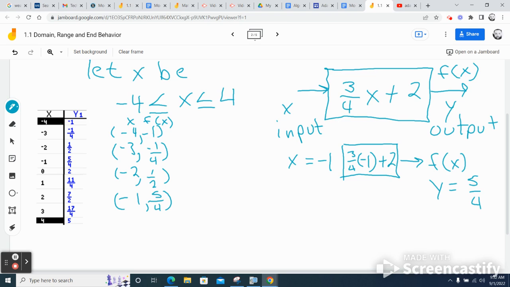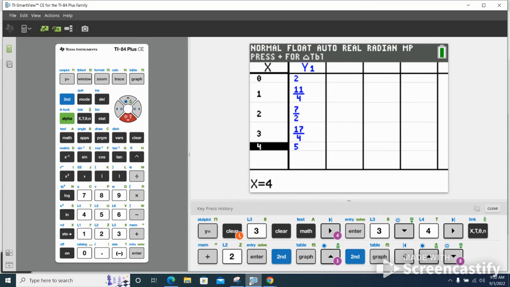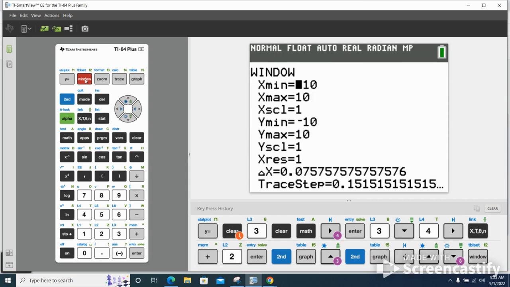Now, we could do this on our graphing calculator. You'll have to sketch it out. But what I'd like for you to do is on your graphing calculator, click on Window. See this button that says Window? It's the second one on the top row, second one from the left. Click on that.